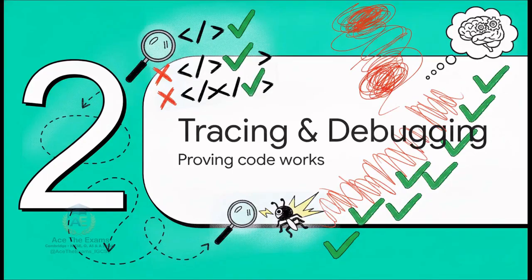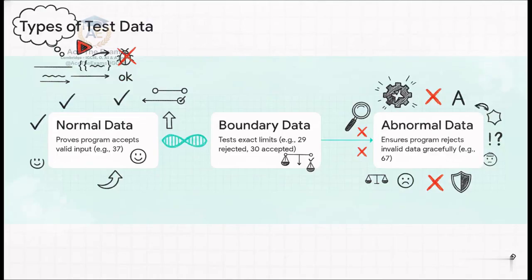Moving into Section 2, Code Tracing and Debugging. This is the core skill of proving your logic actually functions in the real world. Let's talk about testing for absolute robustness. Imagine an algorithm designed to only accept values between 30 and 40 inclusive.